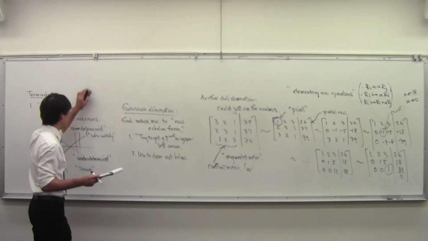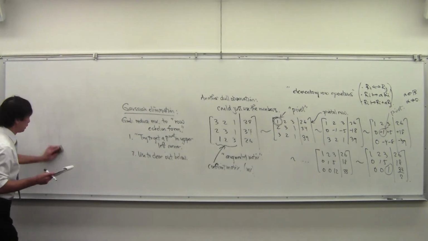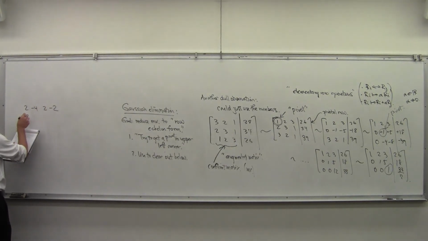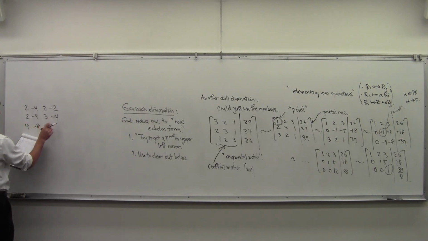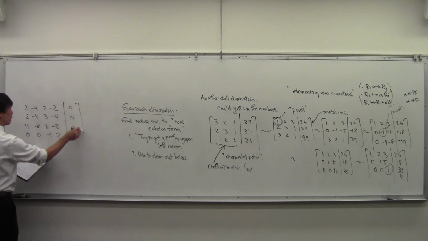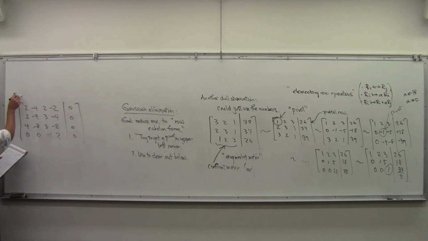Okay, let me give you one to try. So here it is. 2, -4, 2, -2, 2, -4, 3, -4, 4, -8, 3, -2, 3, -2, 0, 0, -1, 2, and you've got zeros over here. So here's an exercise. Try to do that. Take a minute or two and do Gaussian elimination on it and see what you get.